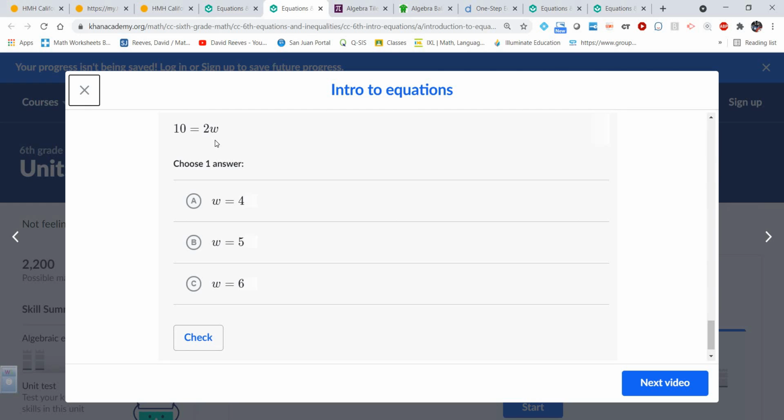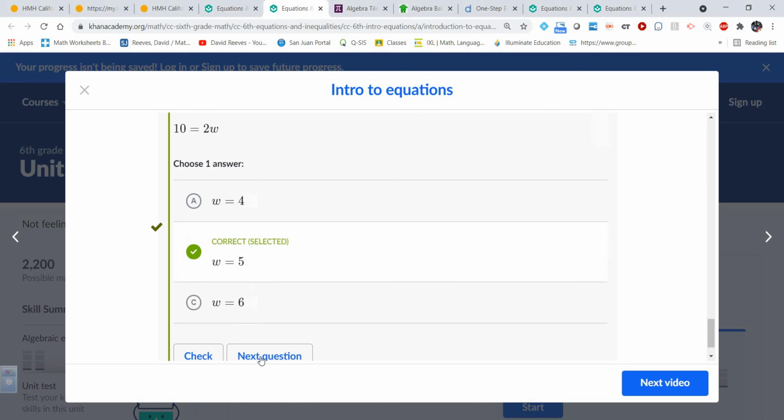What about this one? 10 equals 2w. Now remember, when you have a number in front of a variable, that number is called the coefficient, and it means that we're going to multiply. So this is 2 times something has to equal 10. Well, 2 times 4 is equal to 8. 2 times 5 is equal to 10. There's our answer right there. If we had tried 6, we would have gotten 2 times 6, which would have been 12, not 10.